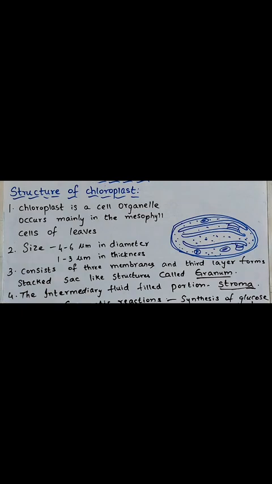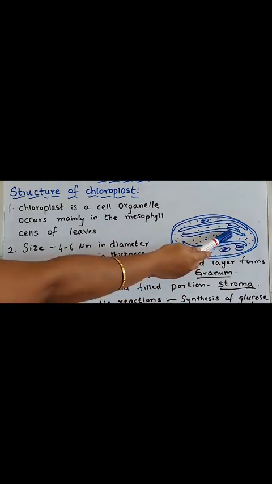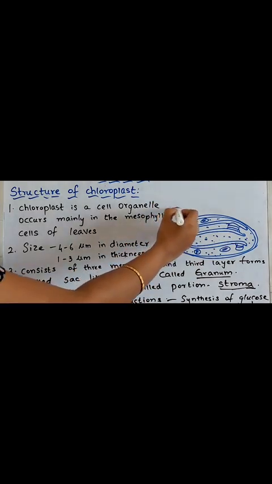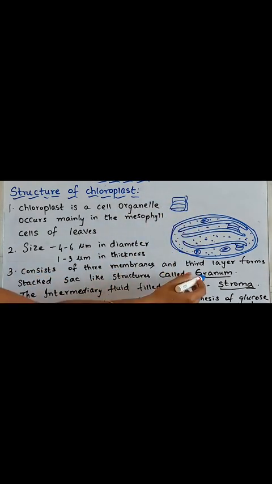Actually, it consists of an outer membrane and an inner membrane, a double membrane, but it is believed that a third membrane forms a stacked sac-like structure. Here you can see very clearly, it forms the stacked sac-like structure one upon another, and a single one is called a thylakoid and together it is known as granum. Stacked sac-like, bag-like structures form the granum.